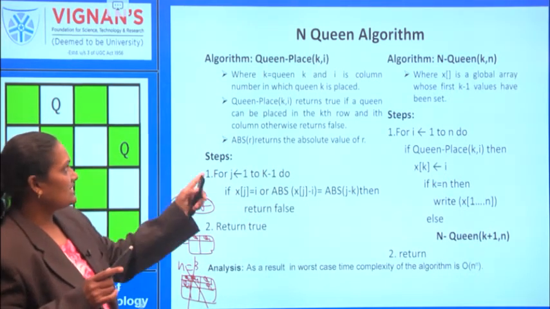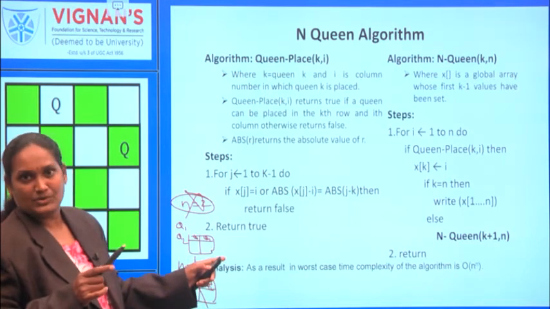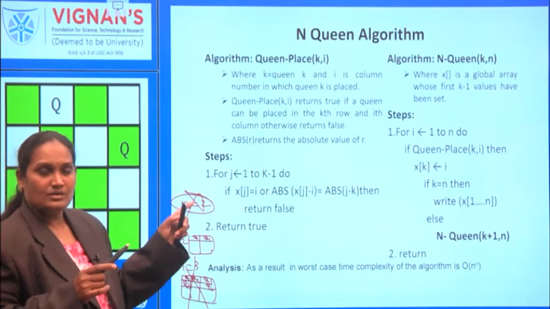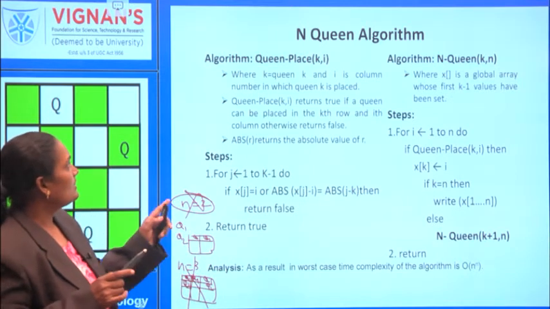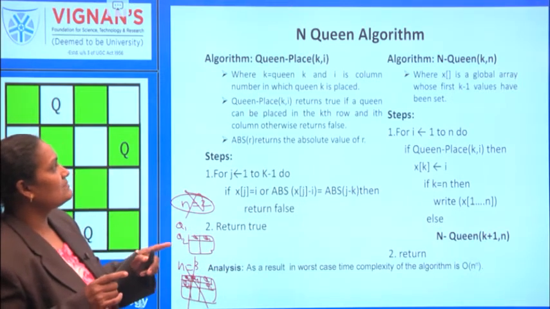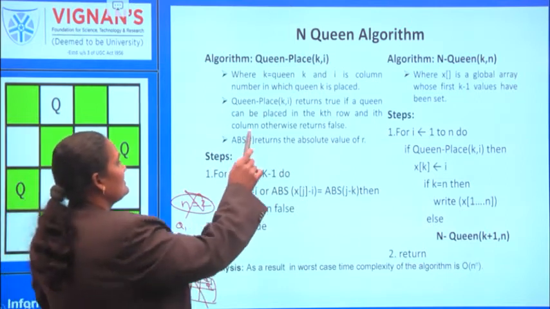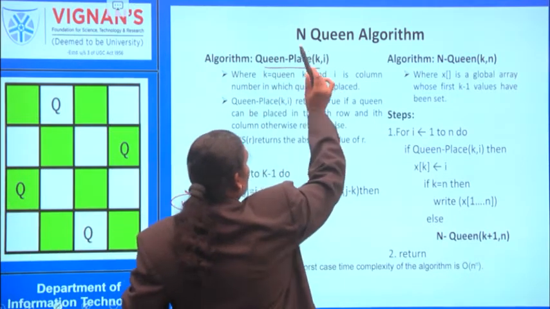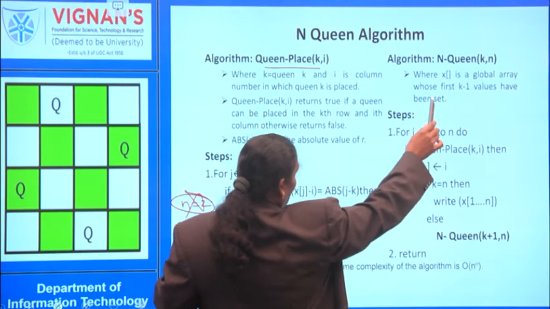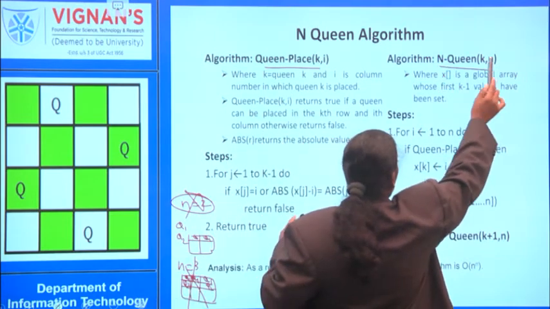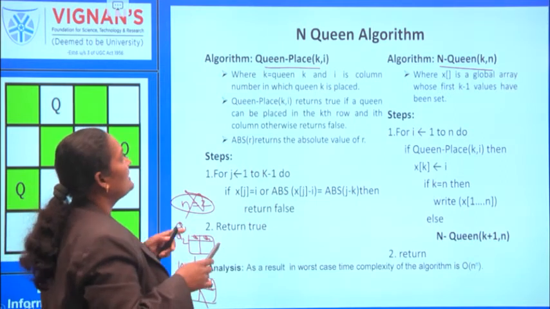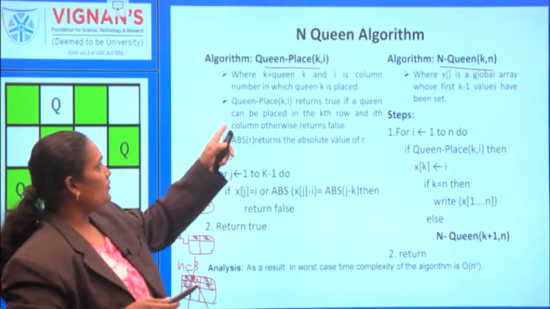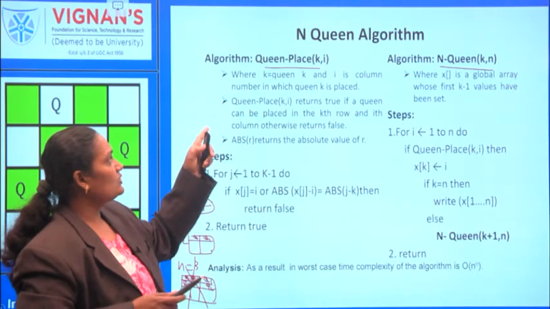Now this is the generalized algorithm which is developed using the backtracking strategy to solve all n queens problems, all the class of problems. Now here this algorithm is divided into 2 parts. The first part is given by Place(k, i), queen place of k, i, and the second part is NQueens(k, n). Now here what is k, what is i, where k is equal to queen k.